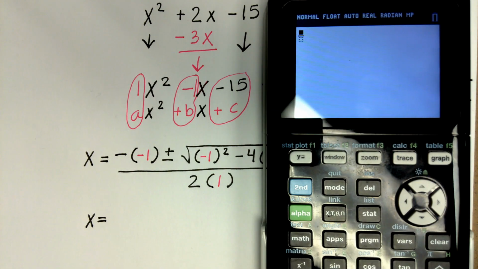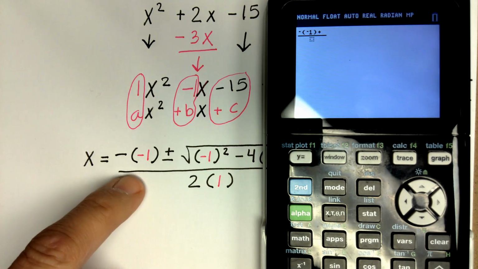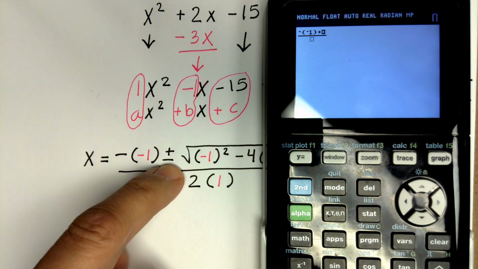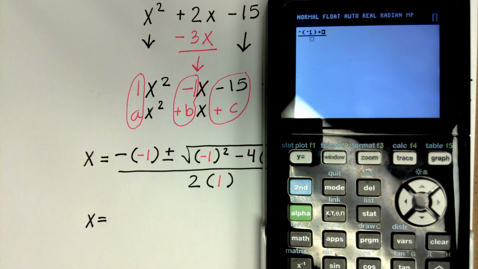That makes it a little bit easier to do these types of problems with a quadratic formula. I'm then going to put in negative, parenthesis, -1, close parenthesis, and I'm going to do plus. Now notice I'm not putting plus and minus. I'm just doing the plus first, so I'm doing the addition first. I will go back and copy this and then do the subtraction next after I'm done.